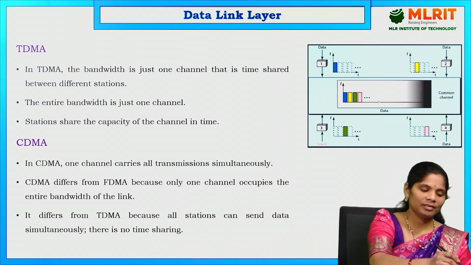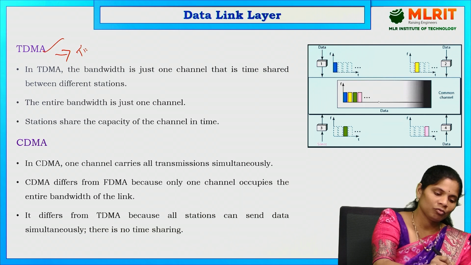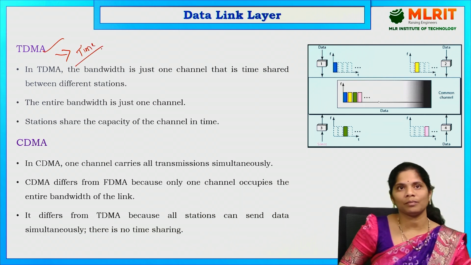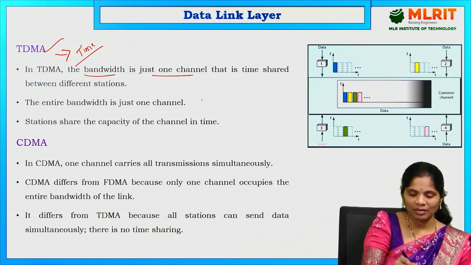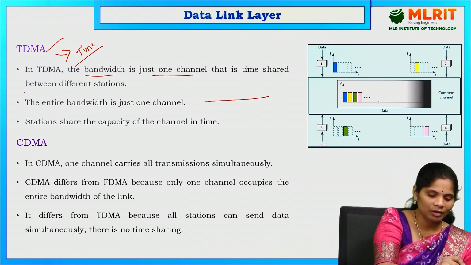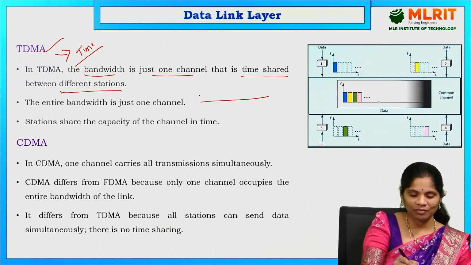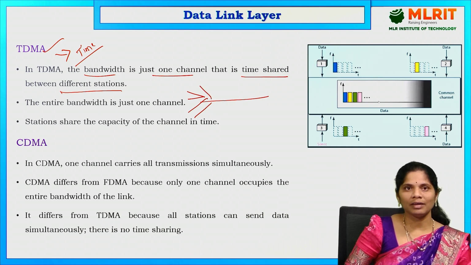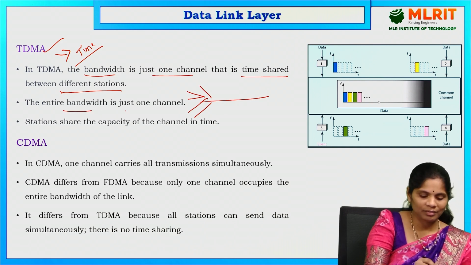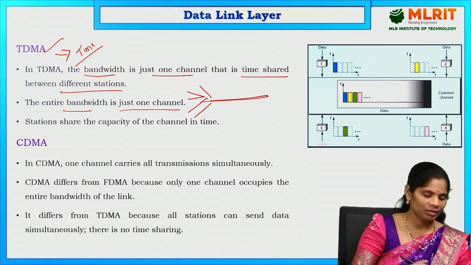And next one is the TDMA. Based on the time, whatever bandwidth is there is going to be divided in the form of time. In TDMA, the bandwidth is just one channel, and the time is shared among different stations. Means for different stations, we are giving different times for sending the data. That is the TDMA. The total bandwidth is one channel only, that we are allocating to the different stations at different times.